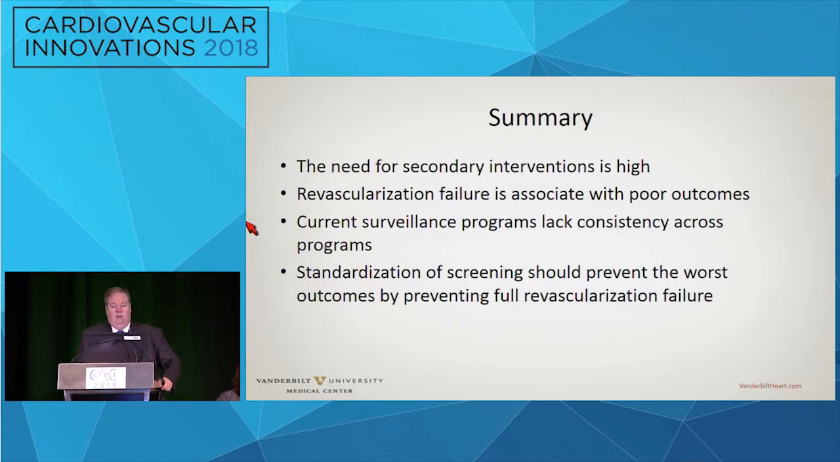So in summary, the need for secondary interventions is high. About 1 in 5 revascularizations need a secondary procedure. Unfortunately, revascularization failure is associated with poor outcomes, so we'd like to avoid total failure of the revascularization. Current surveillance programs lack consistency across different programs in the United States, and I think standardization of screening should prevent the worst outcomes by preventing full revascularization failure.